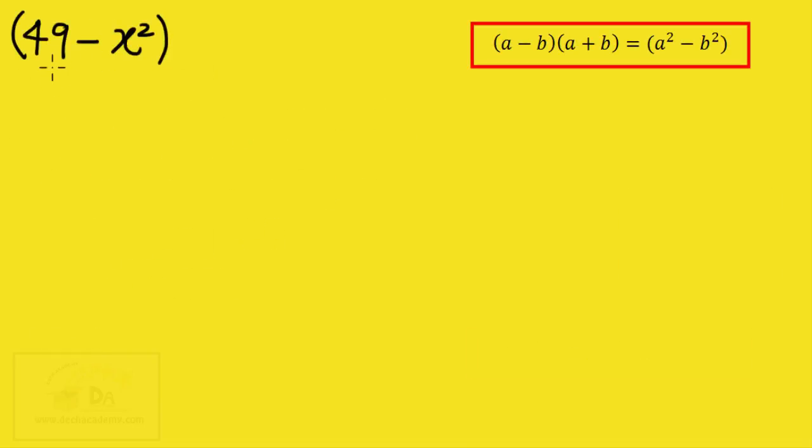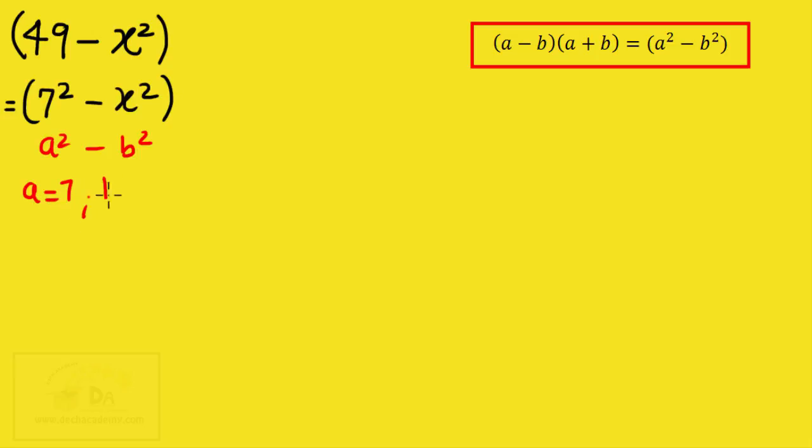Here's an expression, and if you're asked to simplify such an expression using the difference of 2 squares formula, you need to observe that 49 is actually the same thing as 7 squared. So 49 is a square number, 7 squared. So this expression is equal to this. Now, this expression is of the form a squared minus b squared, where a is clearly 7 and b is x.